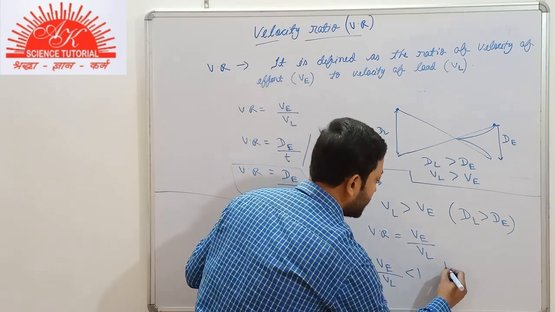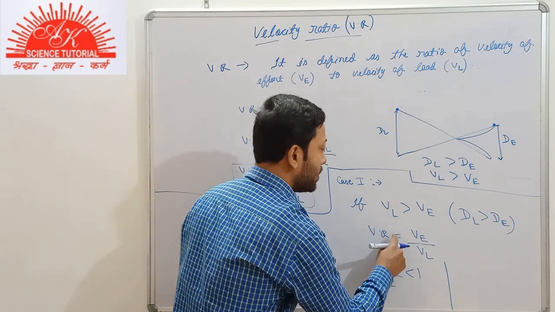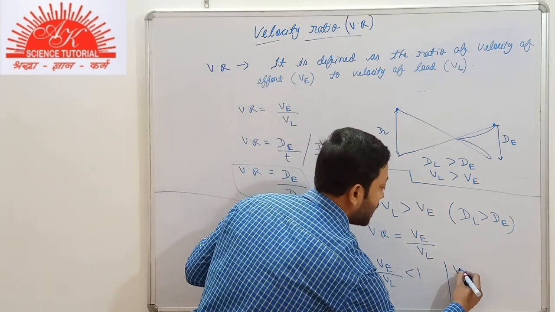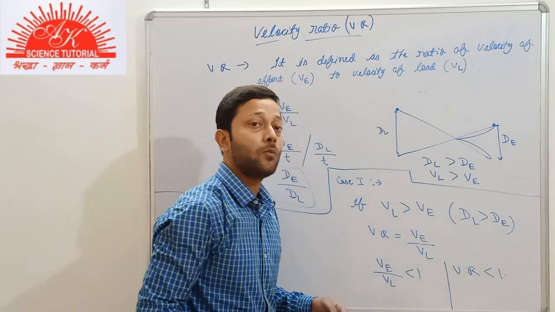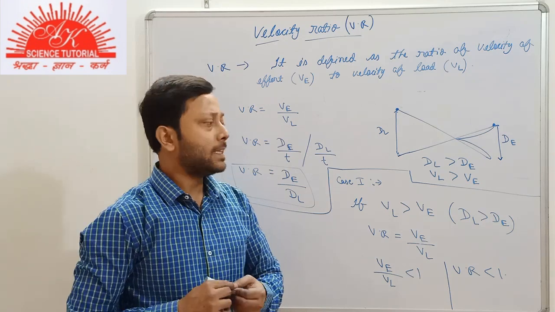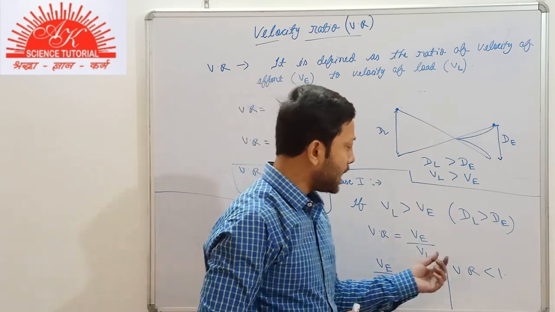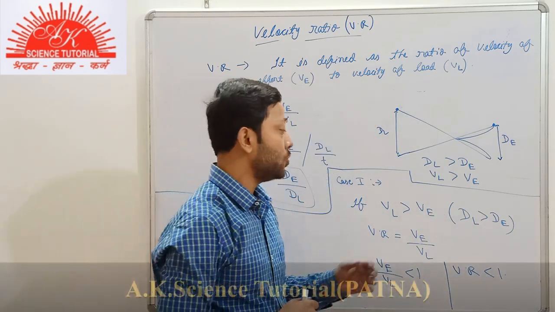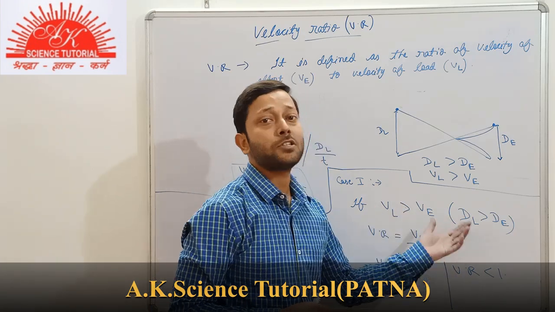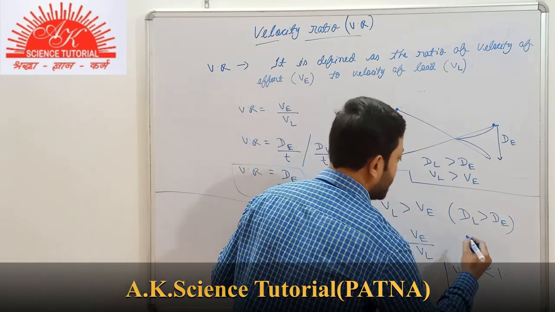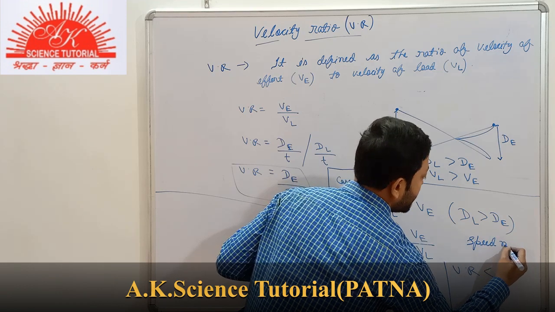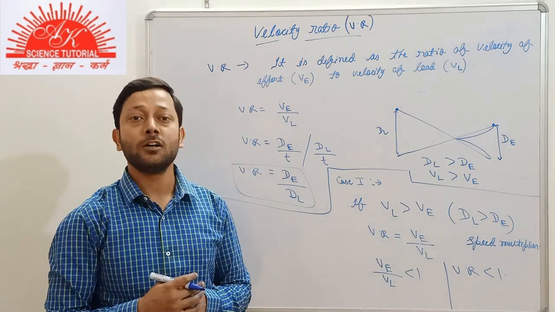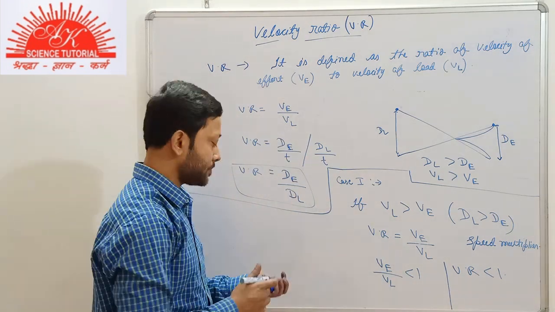What do we conclude here? As VE by VL is less than 1, and VR is the ratio of VE and VL, the velocity ratio is less than 1. So if you are directly provided with the information that a machine has velocity ratio less than 1, what type of machine is it? You will directly state that the machine is a speed multiplier. Such a machine in which the VR is less than 1 is known as a speed multiplier, such as the scissor.